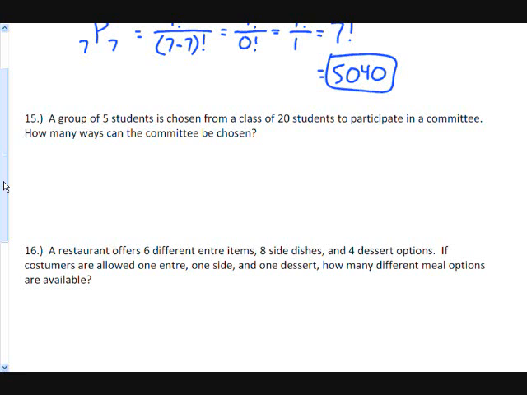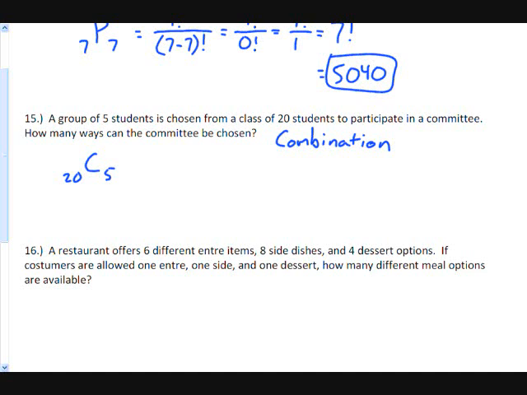No. For this one, anytime we're choosing a team or a committee or a group in which they're not being assigned roles, order doesn't matter. Okay, it doesn't matter what order they're selected in, it's still the same 5 students. It's the same committee. So in this one, we're going to use a combination. Because order does not matter, it's the combination of 20 students total, and we're choosing 5 of them.